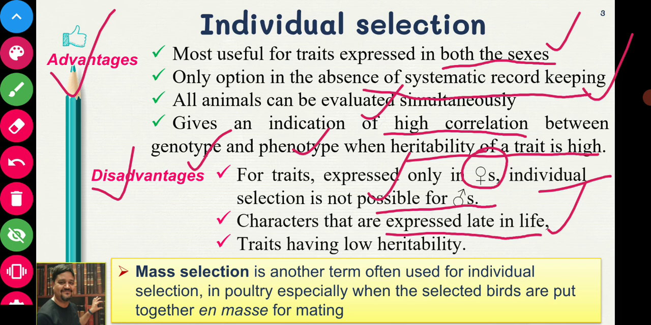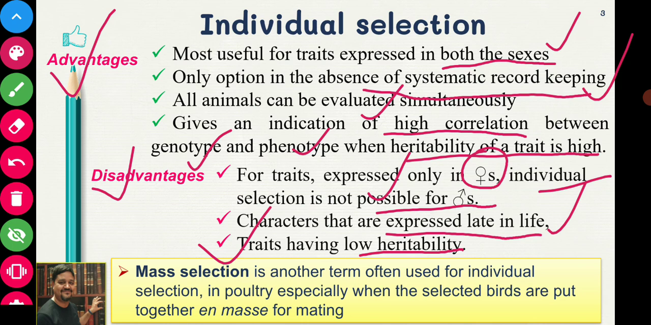Then another is traits having low heritability. Those traits which have low heritability, you cannot go for individual selection. So these are the concept, conditions, advantages and disadvantages of individual selection.